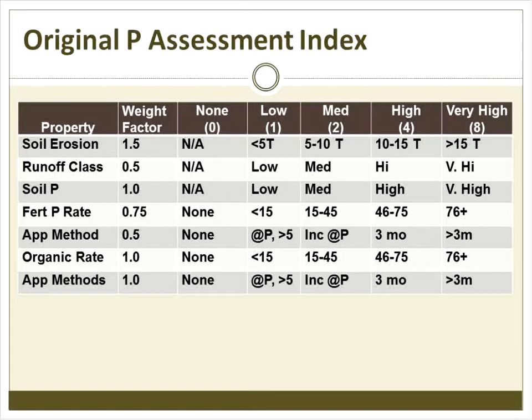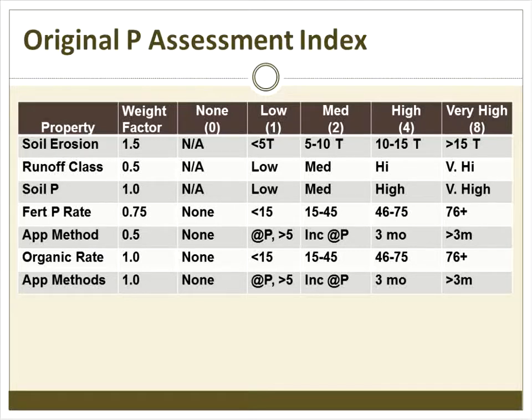Soil test phosphorus is important. The amount of phosphorus that you put on from fertilizer and the way you put it on are important. The amount of phosphorus that is added through organic materials and the way you put that on are also important. They then said each of these should have a different weighting factor. How important is that property as far as off-site phosphorus loss?